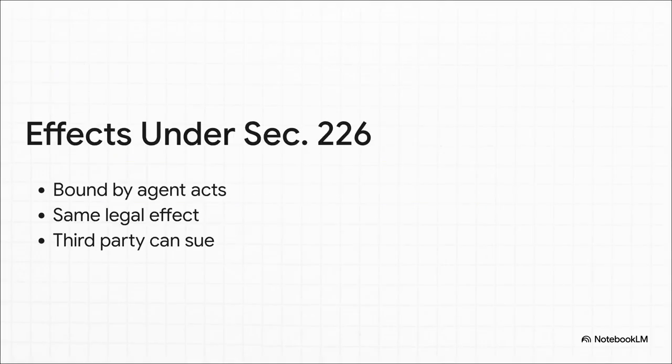Let's read the specific effects under Section 226. First, the principal is bound by acts of the agent. Second, it has the same legal effect as if the principal himself acted. And third, the third party can sue the principal or be sued by the principal. Think of the agent as a mere legal conduit, like a transparent pipe. The actions flow straight through the agent and land directly on the principal. If the agent signs the contract within their authority, it is legally identical to the principal picking up the pen and signing it themselves.